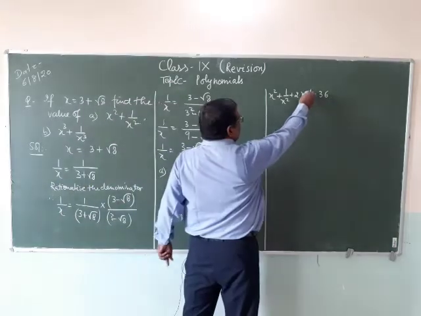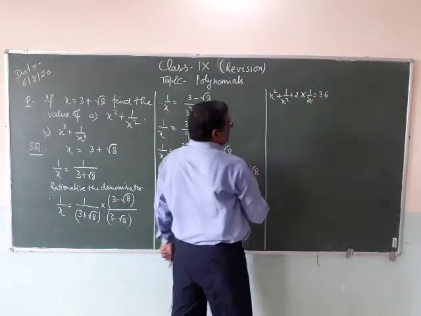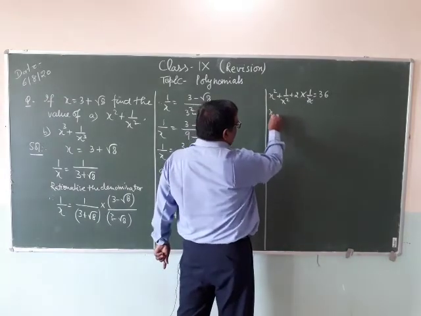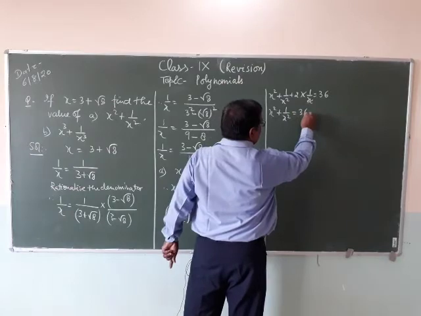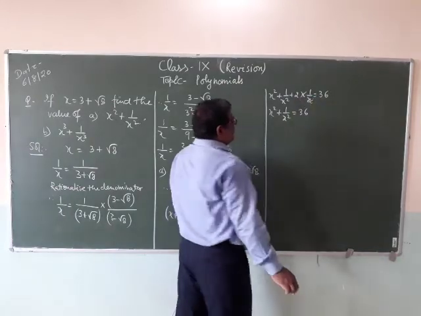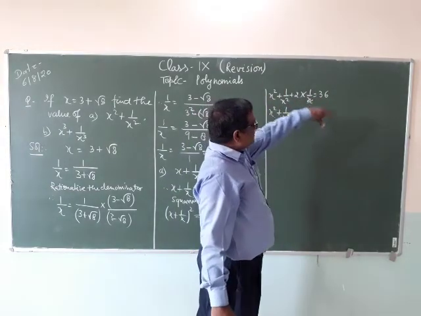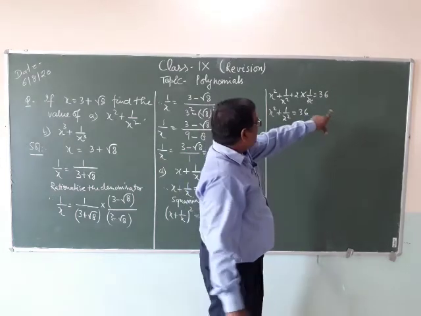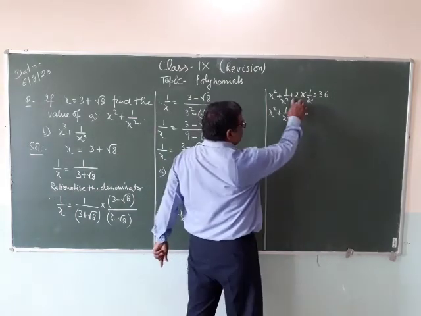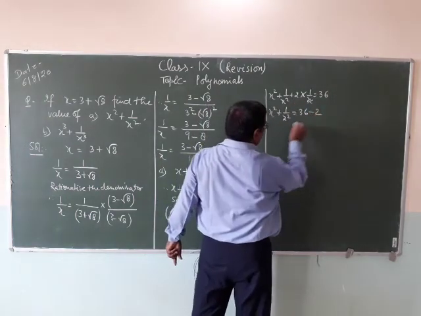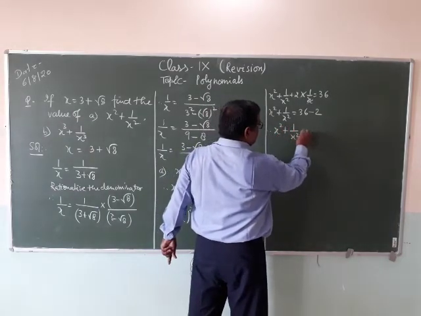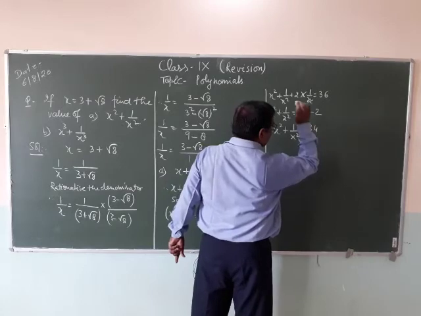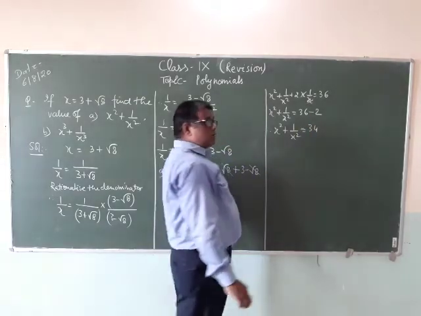Now this x and this x cancel out too. Therefore x square plus 1 by x square plus 2 into 1, that is 2, is equal to 36. Now transferring the plus 2 to the other side, it becomes minus 2. Therefore x square plus 1 by x square is equal to 34. This is the first solution.